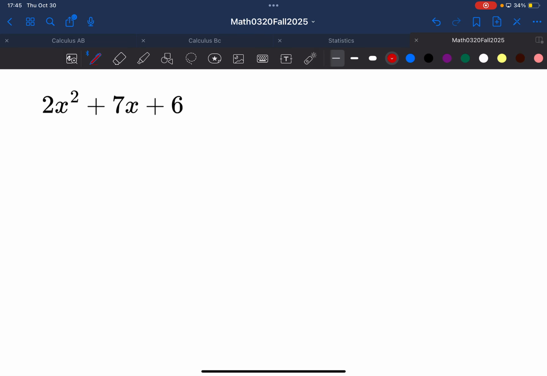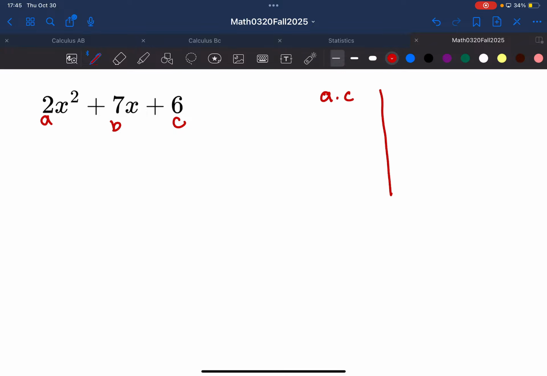So what would be my A value? 2x squared. Just the 2, right? Remember, A, B, and C are just going to be numbers. Okay, we're not going to carry our variables with it. So then what is B? 7. And then C? 6. So then our first step here is going to be multiplying A times C. So off to the side, I'm going to do A times C.